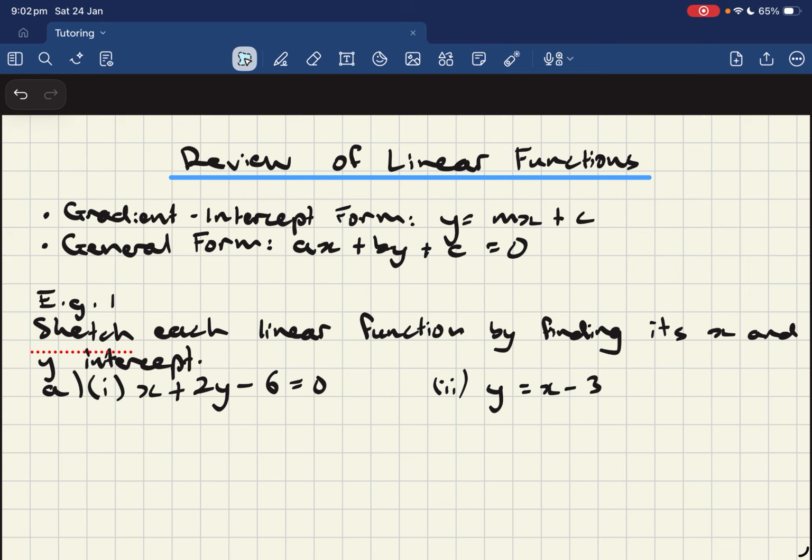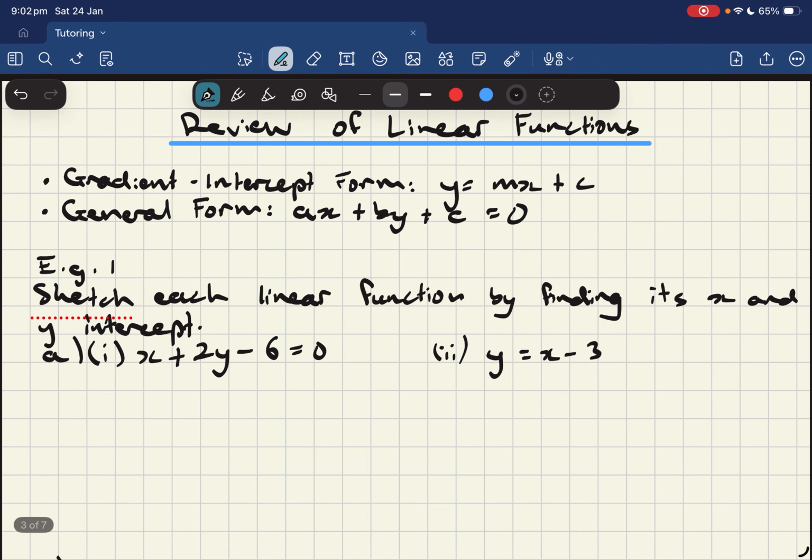So in this video, we are reviewing linear functions. Now, as we've done in previous years and previous content, we have two ways that we can express linear functions. One is in gradient intercept form, which, as the name suggests, we can read off the gradient m and the y-intercept. So this form y equals mx plus c is our gradient intercept form, or we can express it in general form, where we have everything on one side equaling to 0 on the other side, where a and b are the coefficients and c is our constant.